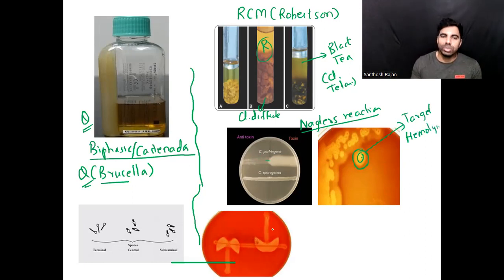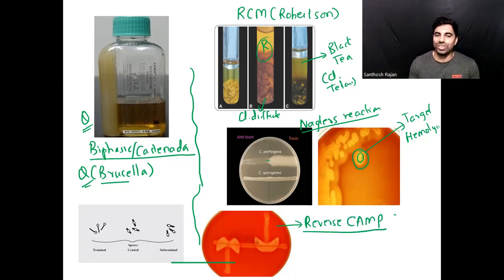And this one is a reverse CAMP. I told you Nagarjun is a bit crazy. So it's a reverse CAMP positive. He doesn't do the normal CAMP, he does reverse CAMP. He reverses everything. That also was a question, if you remember. So he has target hemolysis, he has Nagler's reaction. These are the few things you should know.